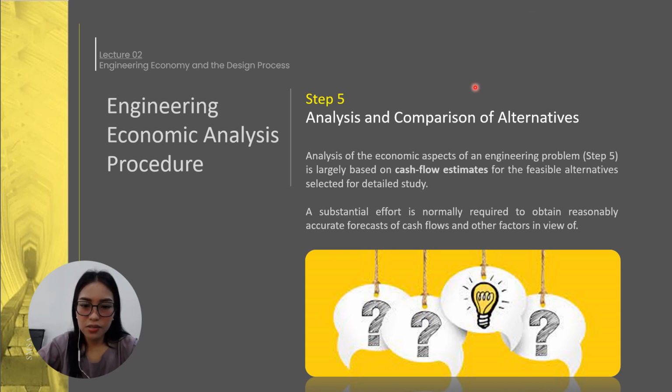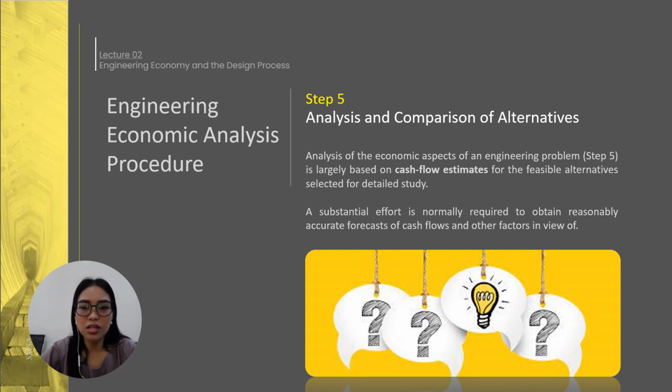Step 5 is analysis and comparison of alternatives. Analysis of economic aspects of an engineering problem is largely based on cash flow estimates for the feasible alternatives selected for detailed study. A substantial effort is normally required to obtain reasonably accurate forecasts of cash flows and other factors in view of, for example, inflationary or deflationary pressures, exchange rate movements, and regulatory legal mandates that often occur.